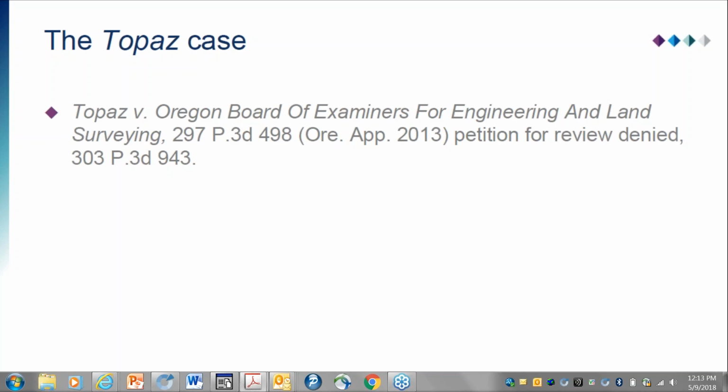Well, the Oregon Board of Examiners undoubtedly immediately looked to see if this Mr. Topaz held a current PE license in their state, and they quickly discovered that he did not. So they put a fine against him of $350, and he didn't take to that, and they said, well, you're engaging in the practice of engineering without an Oregon license.